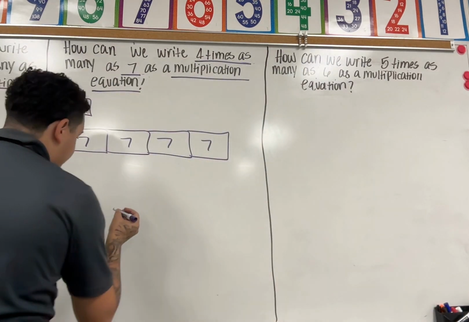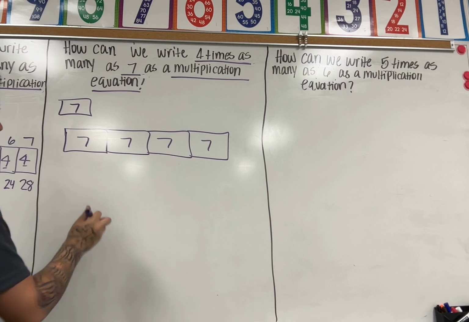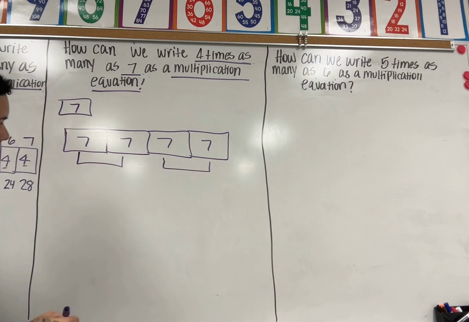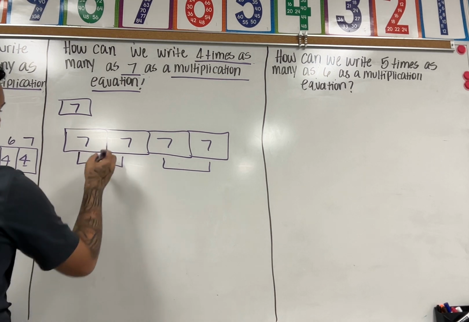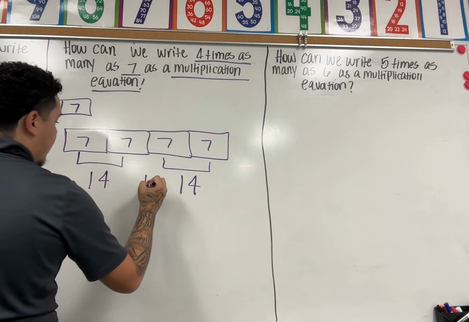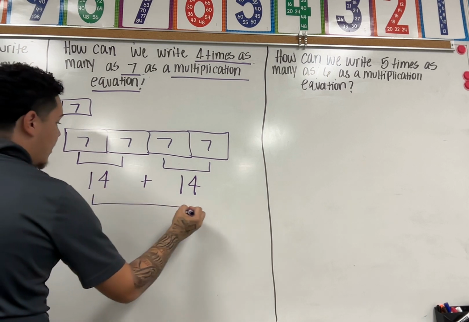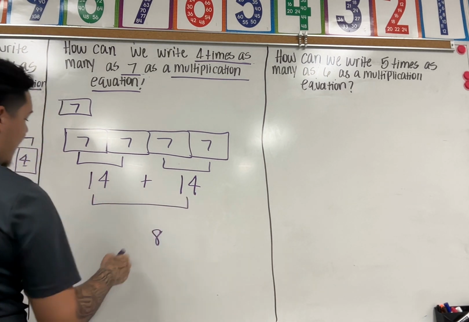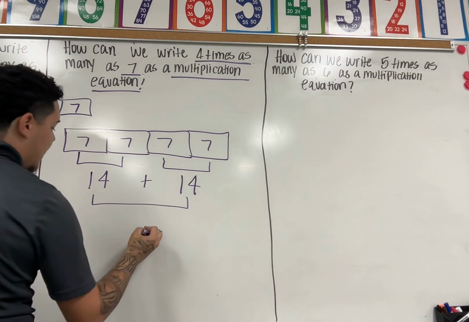So repeated addition. Since it's an even number of 7s, I'm going to simply add both 7s up, both bars at least. 7 plus 7 is 14. 7 plus 7 again is 14. Now let's go ahead and add those 14s up. I know that 4 plus 4 is 8. All right, and I know that 1 plus 1 is 2.